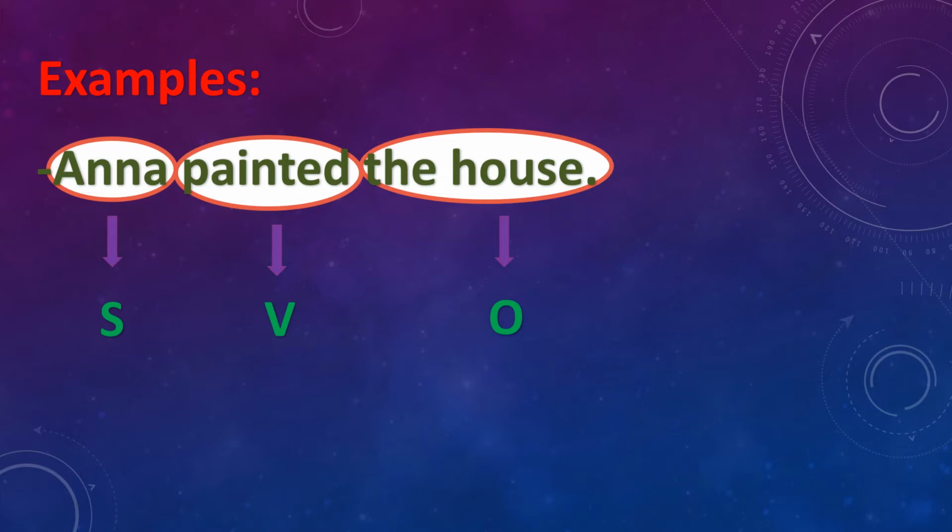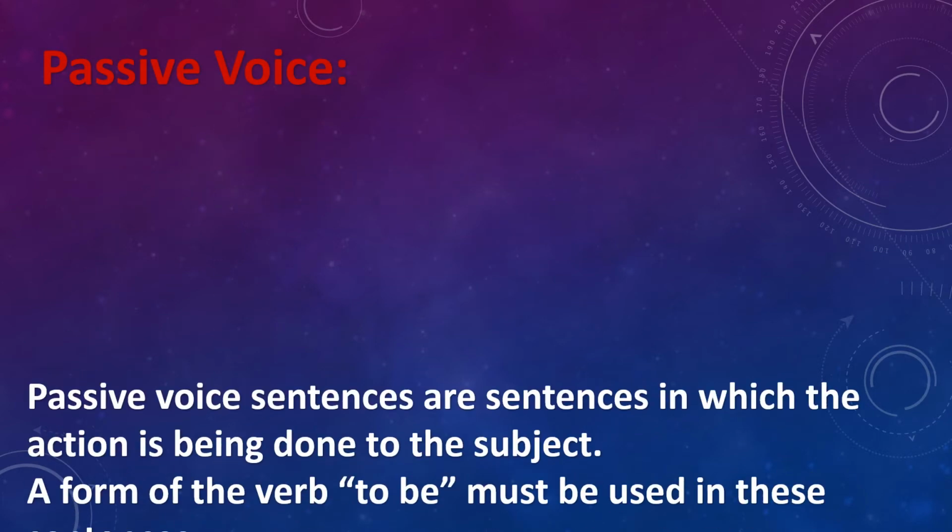So we have SVO. We know the subject. We know the doer of the action here, SVO. So this is an active voice sentence. Now let's move to the passive voice sentences.